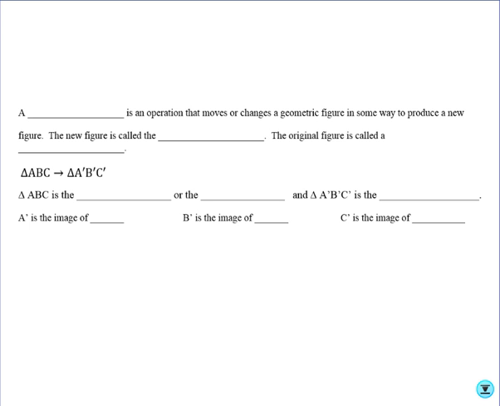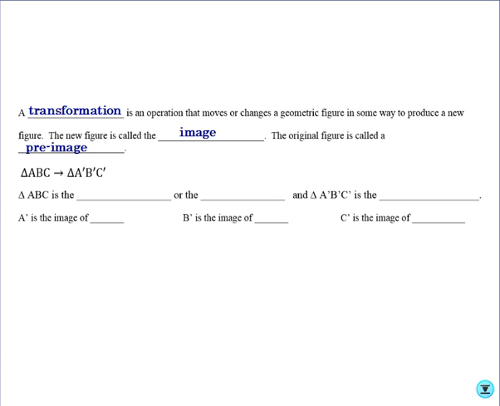Before we get started, though, we do need to talk about what exactly a transformation is. A transformation is any operation that moves or changes a geometric figure in some way to produce a new figure. The new figure is called an image, and the original figure is often called the pre-image. Sometimes you may hear it referred to as just the original or the pre-image.